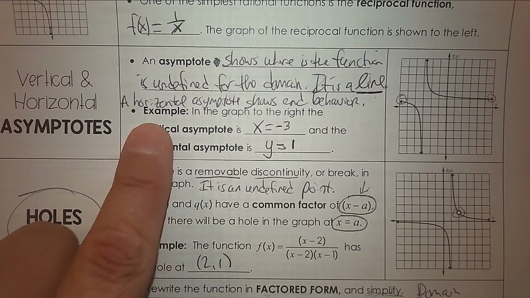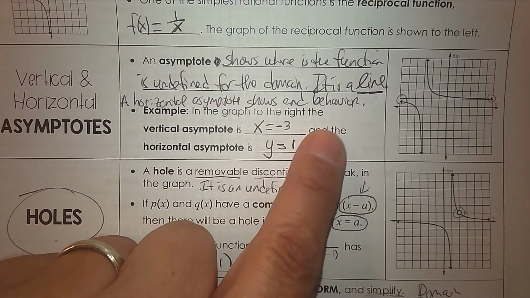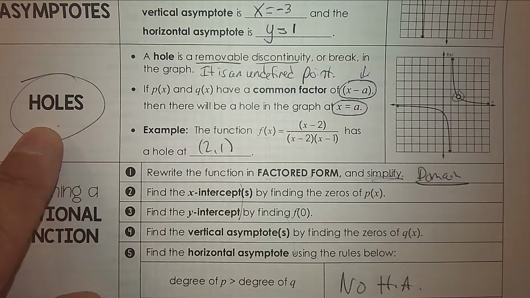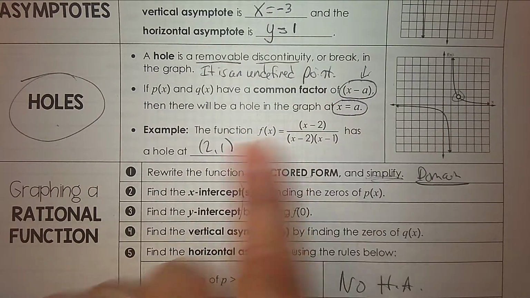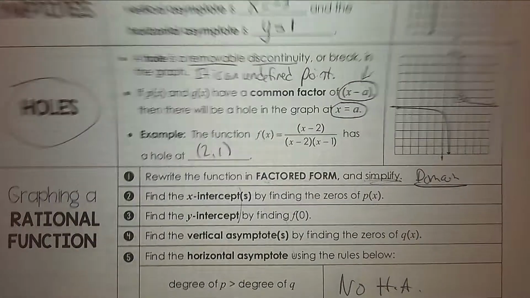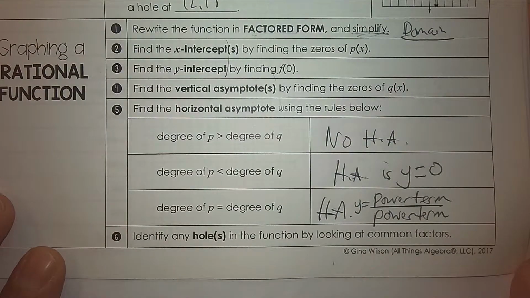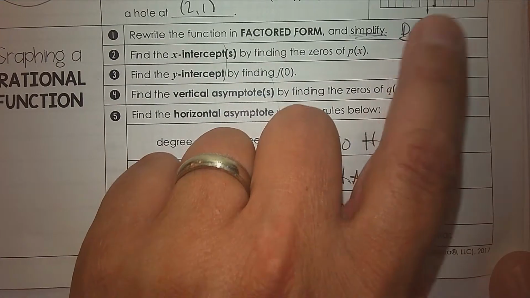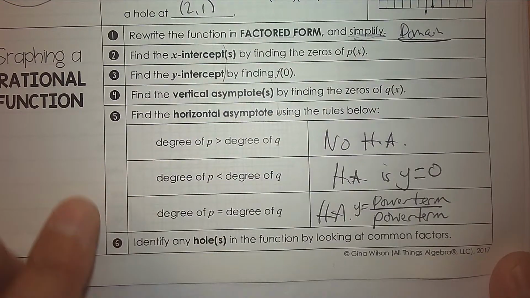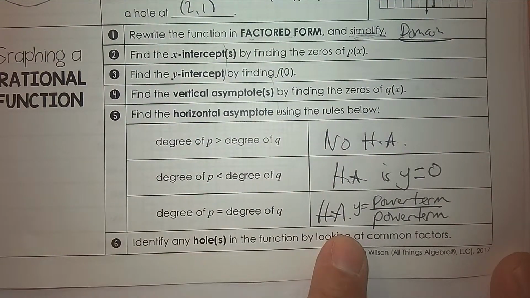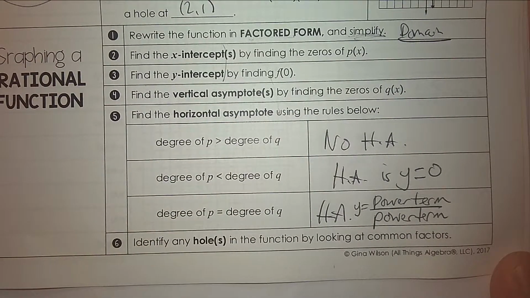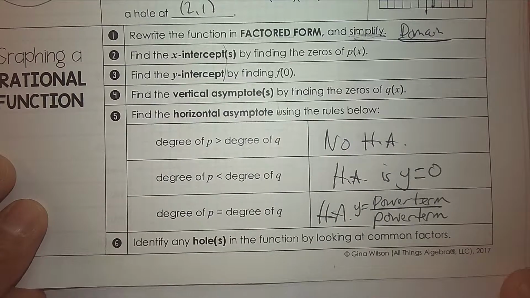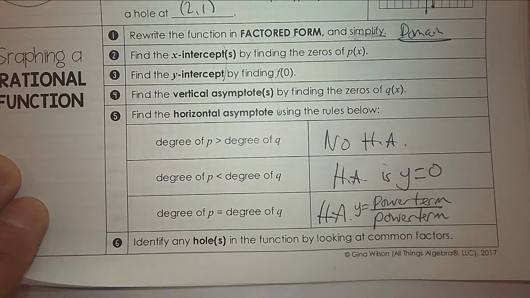The horizontal asymptote shows you the end behavior. We talked about a hole being an undefined point. So when you remove a factor, it creates a hole, and you can see it on your graph. And then we talked about the steps to analyze and graph it, that we need to find the domain right away before we simplify. And we talked about the horizontal: if the degree on top is bigger, no horizontal asymptote. If the degree is smaller, it's y equals 0. And if they're the same, it's power term over power term. All right, turn the page.